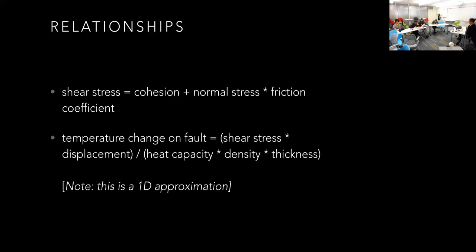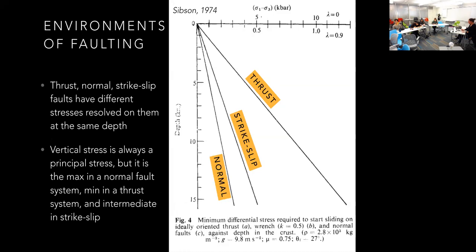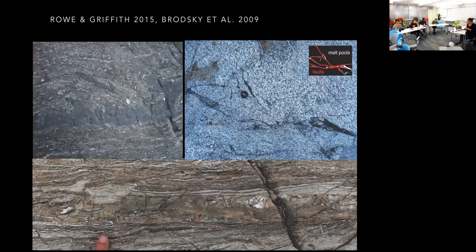Okay. Temperature change on the fault is shear stress times displacement of the earthquake divided by the heat capacity times the density times the thickness of the fault. So these equations appear in your problem set. What you're going to do in the problem set is look at some earthquake slip surfaces where the heat production during slip was high enough to actually cause melting.